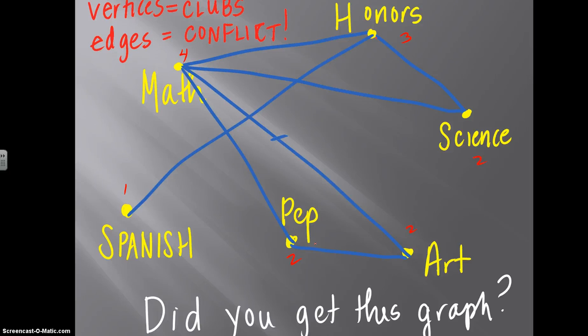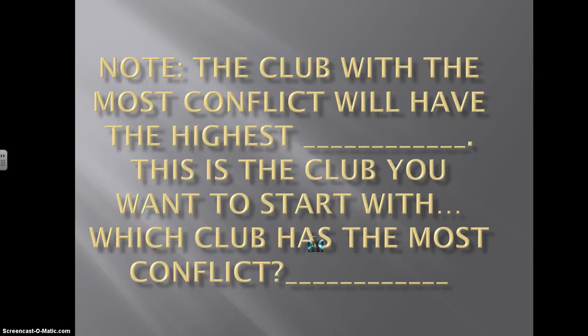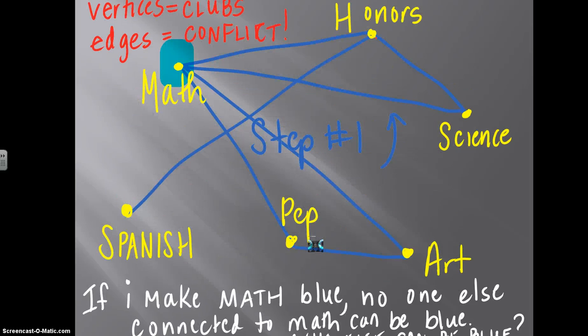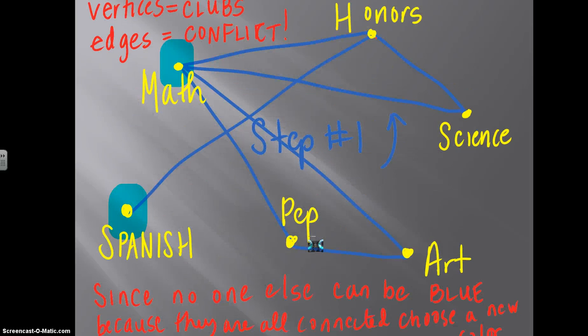So we're going to make Math one color. After I choose to make Math a color, I'm going to look around and decide, are there any other clubs that are not adjacent or attached to Math with an edge? Because that means they could meet on the same day. And so I decide that Math could also meet on the same day as Spanish.